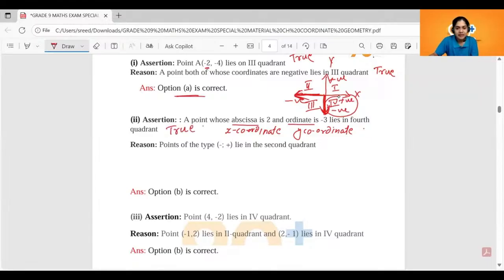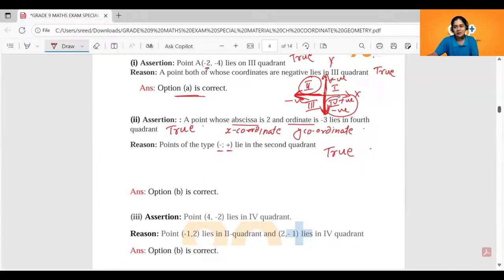Reason: points of the type negative, that is x is negative and y is positive, lie in the second quadrant. X negative, okay, and y positive lies in the second quadrant. Yeah, x negative, y positive means it's the second quadrant. That is also true. Correct? Right? But is the reason the correct explanation of the assertion? In the assertion, we are talking about the fourth quadrant, but the reason is talking about the second quadrant. Statement wise, both of them are true, but the reason is not the correct explanation for the assertion, right?